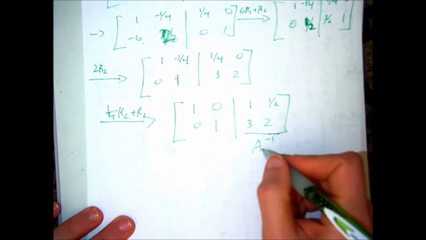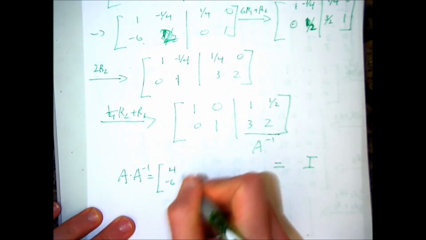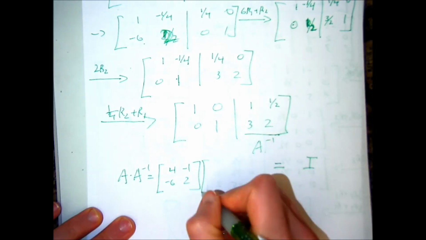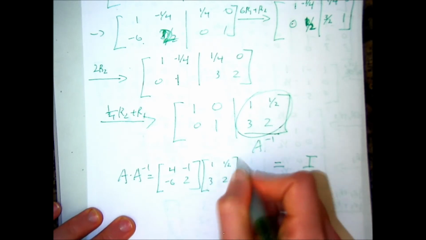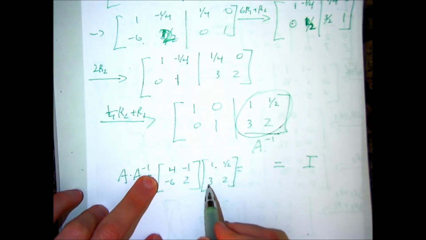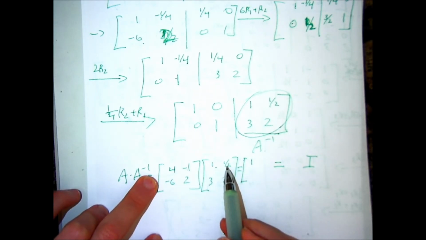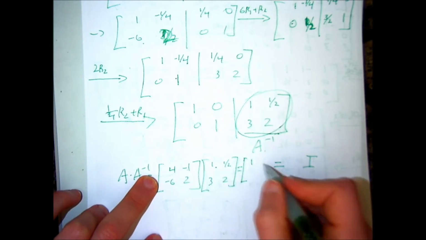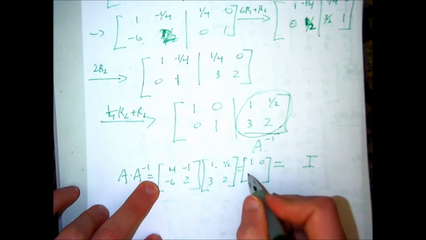And here, let's go ahead and test it so that you can see I'm not crazy. I'm claiming that A times A inverse is going to give me I. So we have 4, -6, -1, and 2, and then I multiply this by 1, 1/2, 3, and 2. Let's see what I get. 4 times 1 is 4. -1 times 3 is -3, so I add those together and I get 1. 4 times 1/2 is 2. -1 times 2 is -2. I add those together, I get 0. -6 times 1 is -6. 2 times 3 is 6. I add those together, I get 0.